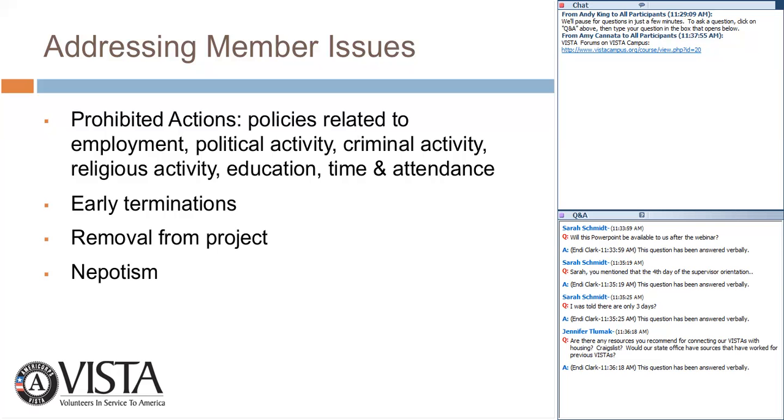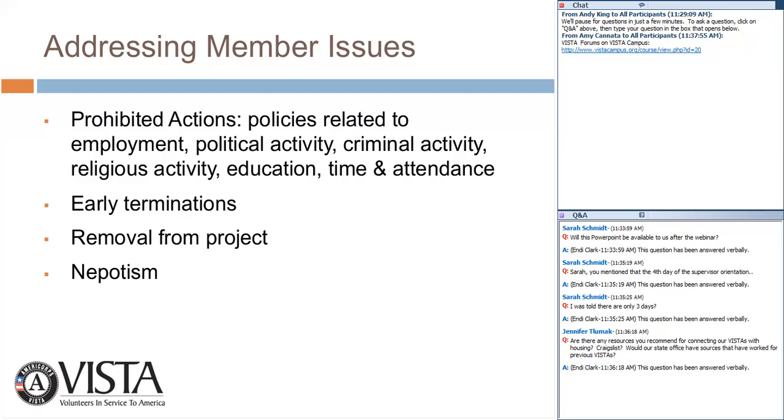The things that are important for you to know about early terminations or resignations of VISTA members is if you have a VISTA member who is resigning from service, you should be in contact with your state office immediately so that your state office can take proper actions to remove the VISTA member from our rolls, and so we're not paying VISTA members for time that's not served.